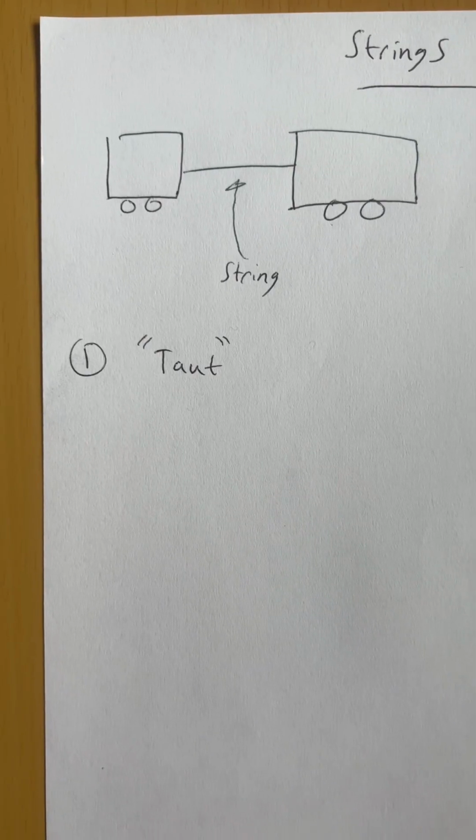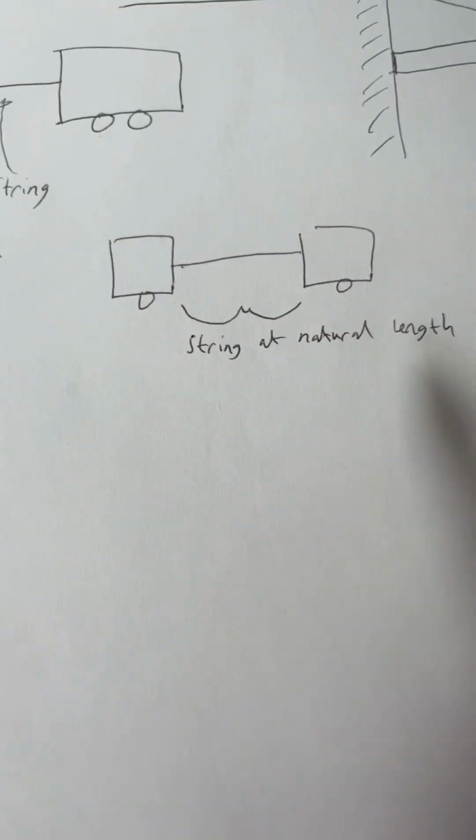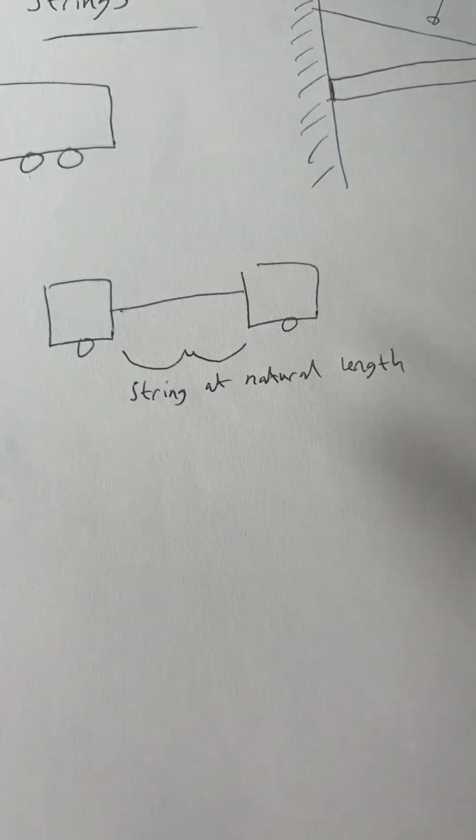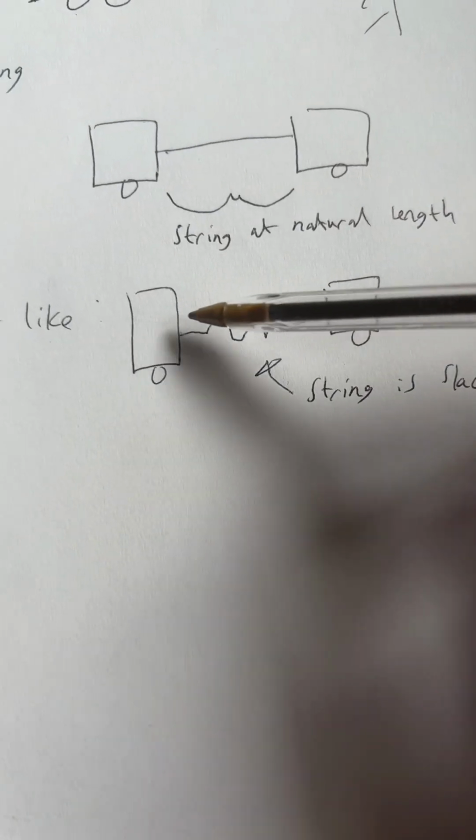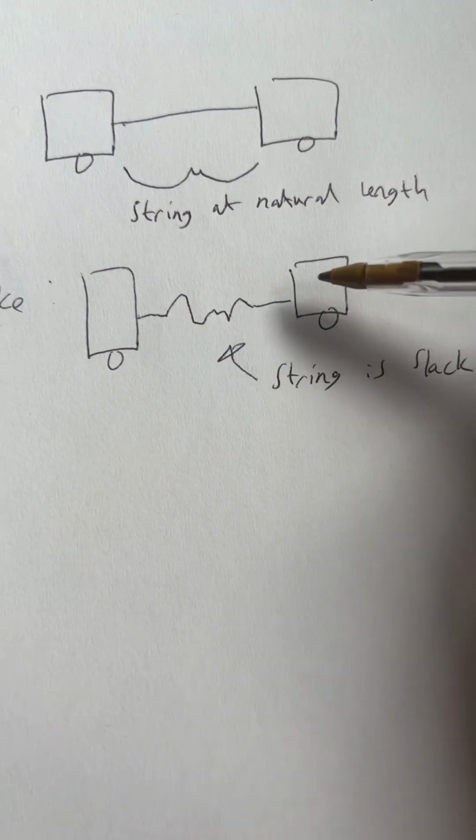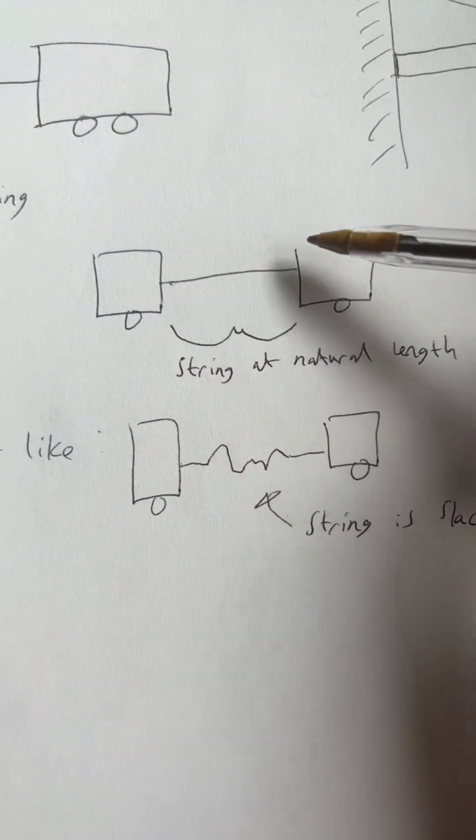Firstly, let's talk about this word taut. This word just means that the string is at its natural length. So the string is not like this, where the string is slack, and it's not fully extended. Taut means the string is extended to its natural length.